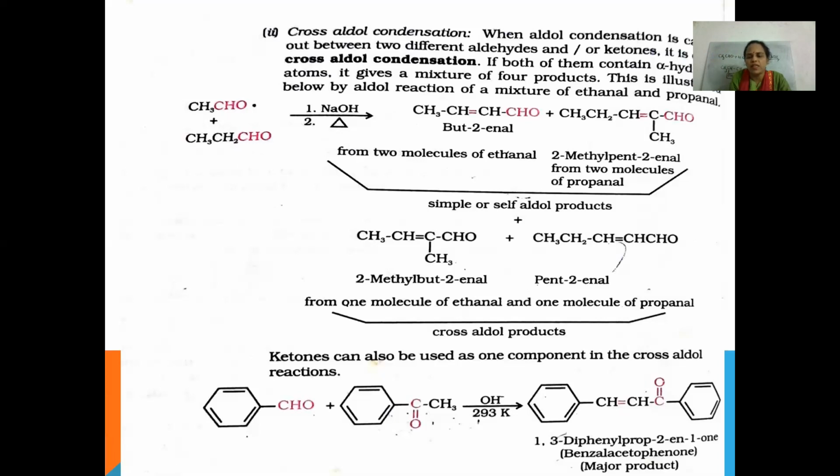Self-aldol products will be formed from two same molecules of ethanol and from two same molecules of propanol, and cross aldol products are formed from one molecule of ethanol and one molecule of propanol, or one molecule of propanol and one molecule of ethanol, resulting in the formation of four different products. I'll show you the reaction of ethanol and propanol here on the board.